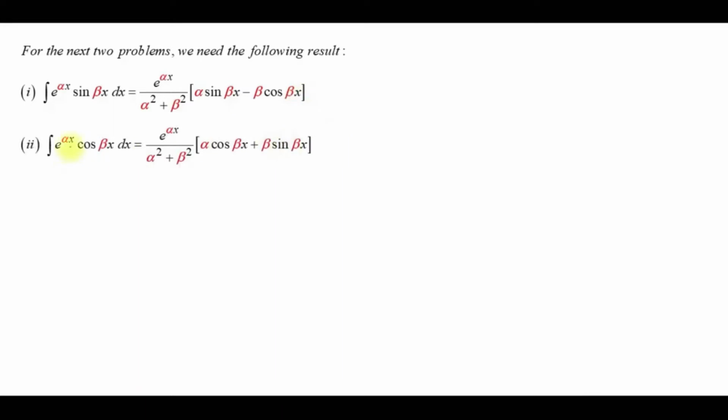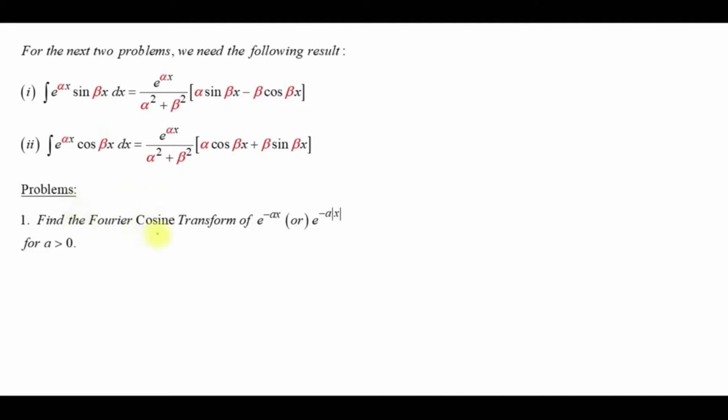Second one: integration of e power alpha x cos beta x dx equals e power alpha x divided by alpha square plus beta square, into alpha cos beta x plus beta sin beta x. For the sine formula, we have a minus term. For the cosine formula, we have a plus term. So here it is alpha sin beta cos, and here alpha cos beta sin.